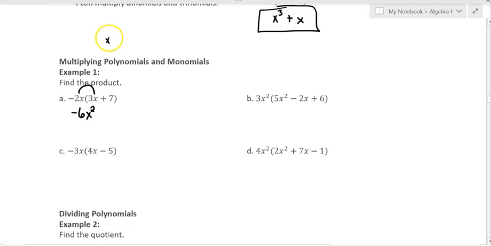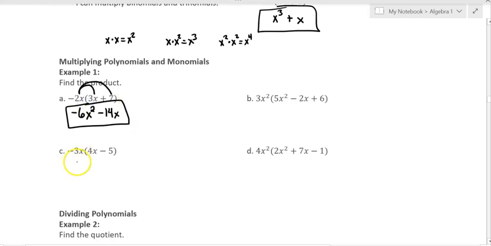So we need to know that x times x is x squared, and we should know that x times x squared is x cubed, and maybe just x squared times x squared, you add the exponents, x to the 4th. Those are some basic ones we need to get really good at. Okay, back to distributing. So then you take -2x times 7. -2 times 7 is -14, and there's an x. That's our answer.